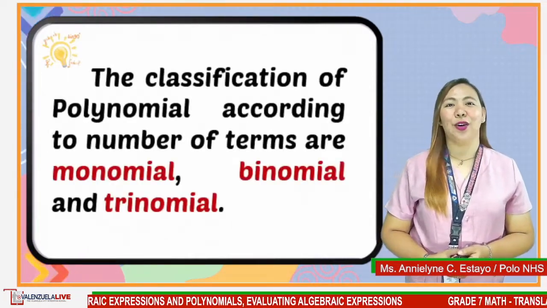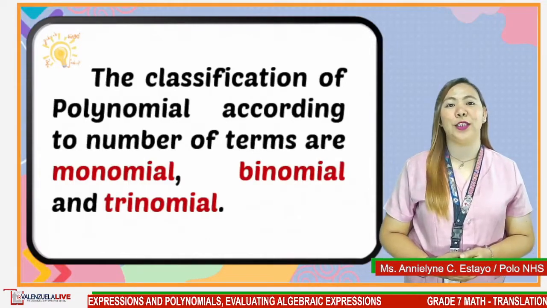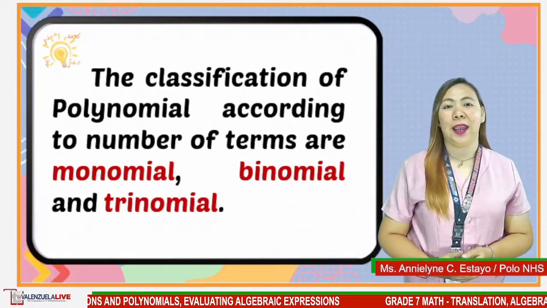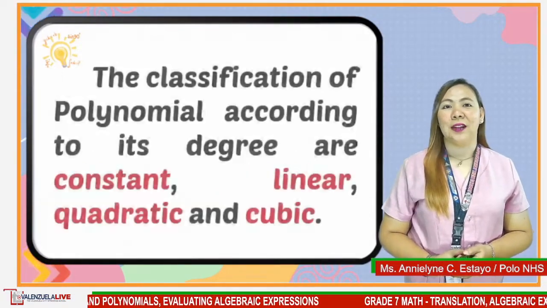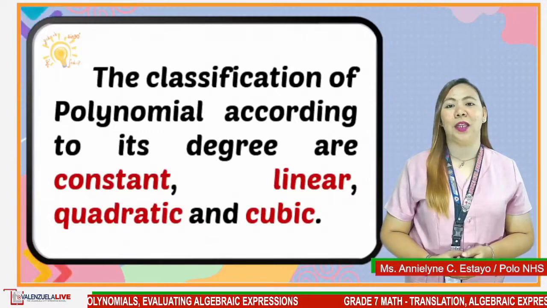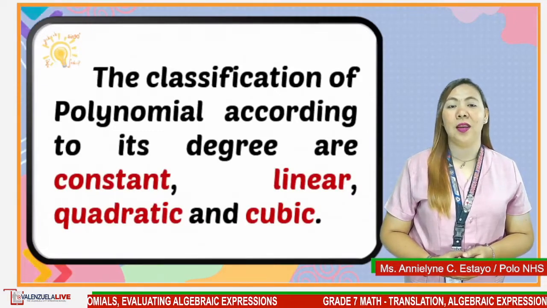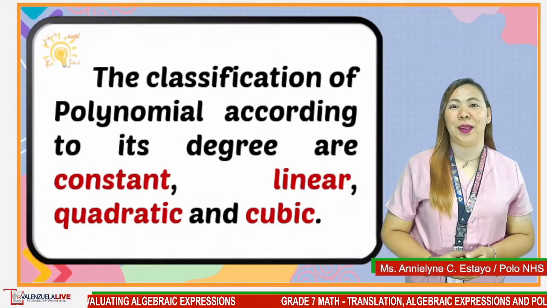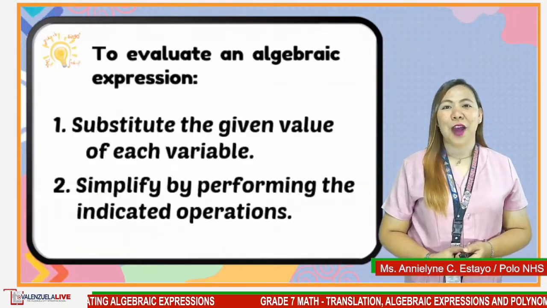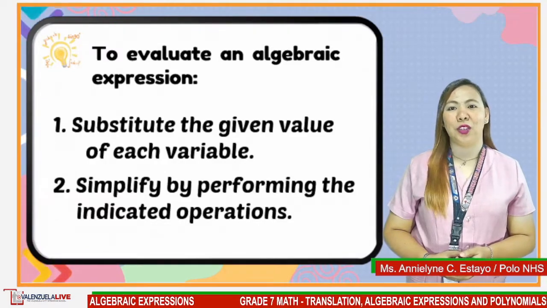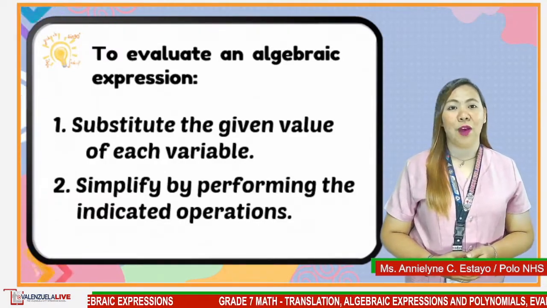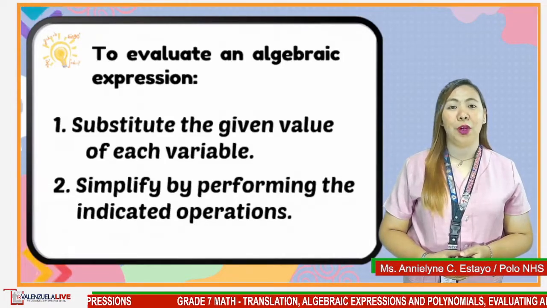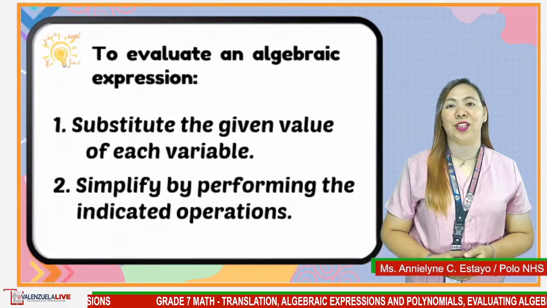The classification of polynomials according to the number of terms are monomial, binomial, and trinomial. The classification of polynomial according to its degree are constant, linear, quadratic, and cubic. To evaluate an algebraic expression, substitute the given value of each variable, simplify by performing the indicated operations.